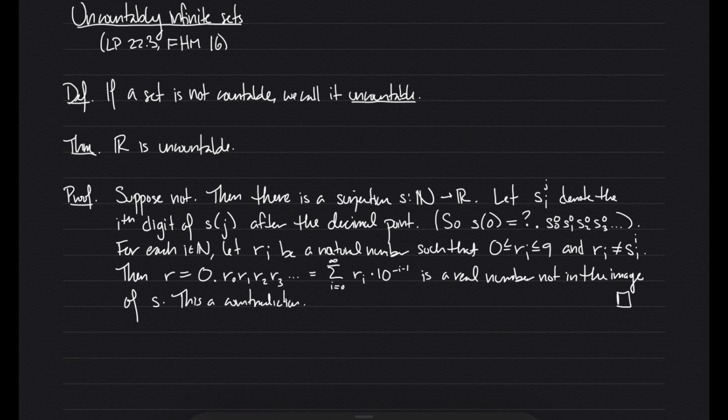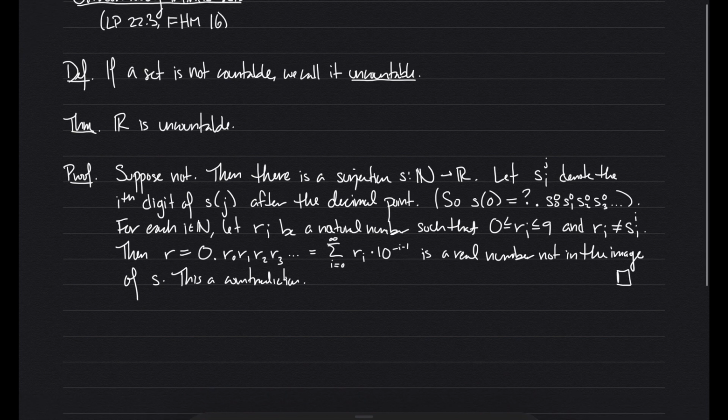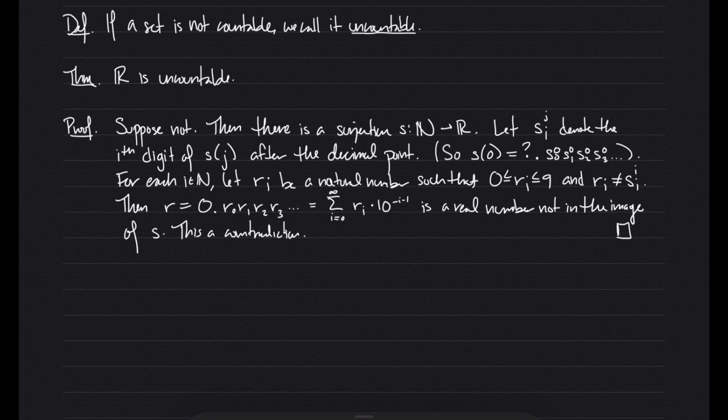So this is a contradiction. And now let's review what just happened and think about it a bit more. So we have all these real numbers. Since we're supposing in the proof that R is countable, we can count through them or make a sequence, a list of all the real numbers. And we've decided to give parts of these real numbers names. We don't care about what's in front of the decimal point. We really care about what's after the decimal point.